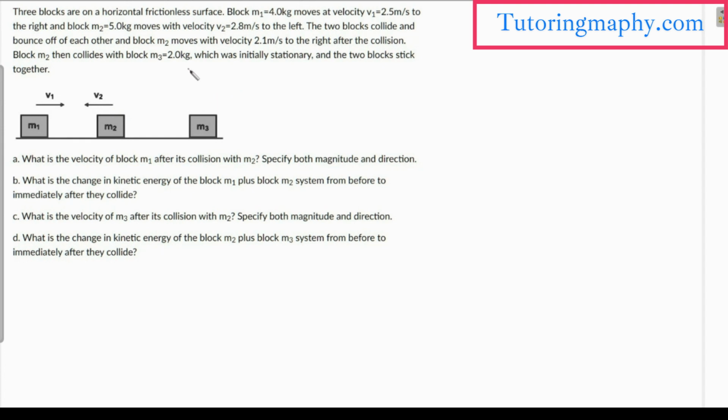And M2 then collides with M3 of 2 kilogram mass, which was initially at rest, and the two blocks stick together. So find the velocity of M1 after its collision with M2, with both magnitude and direction. Definitely, there is no external force, so the momentum is being conserved.